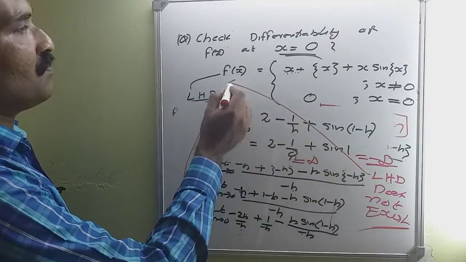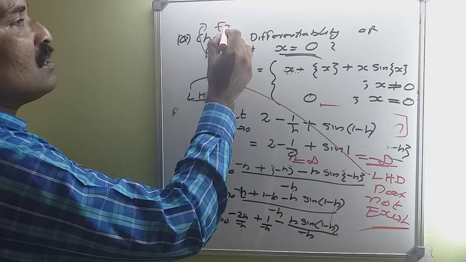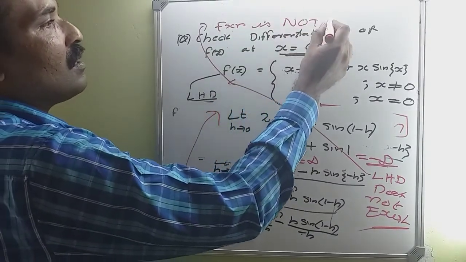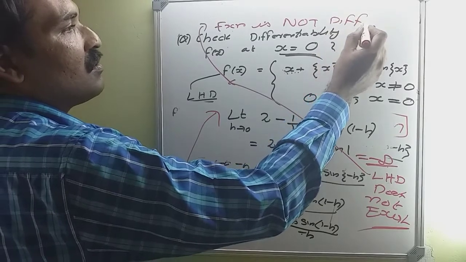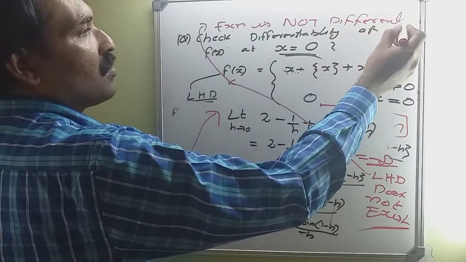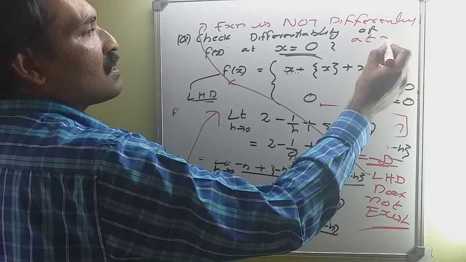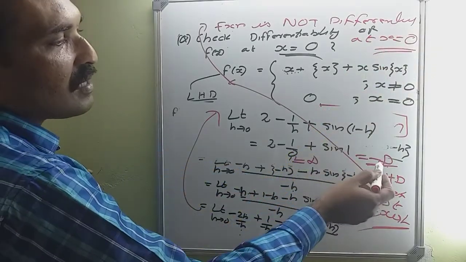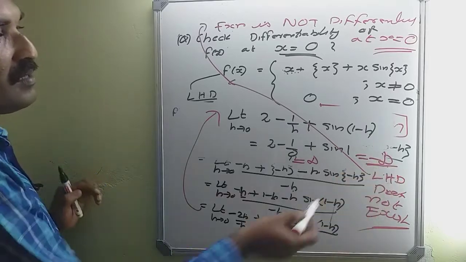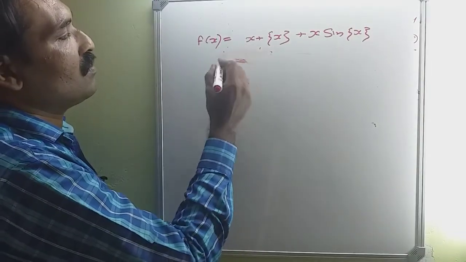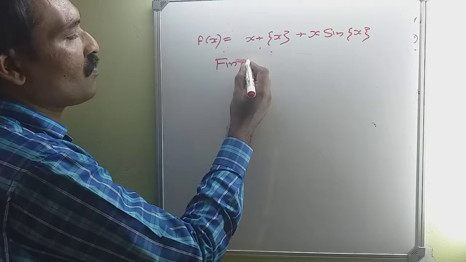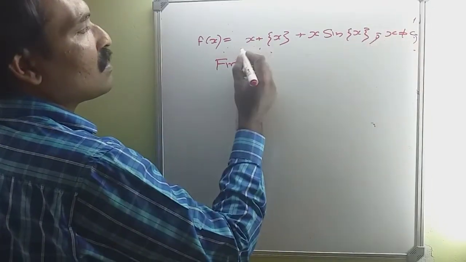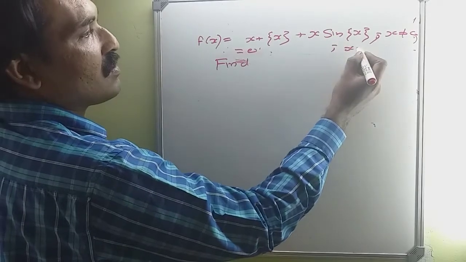That means the function is not differentiable at x is equal to 0. If a function is differentiable, then this should be finite. But this is equal to... Find, for x not equal to 0, and equal to 0 for x is equal to 0.